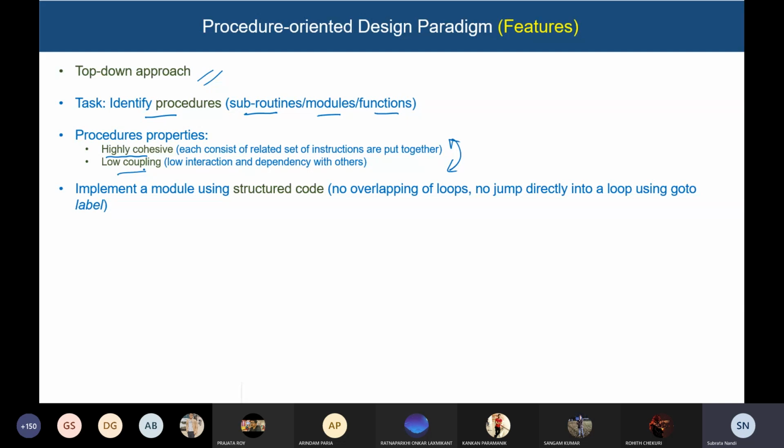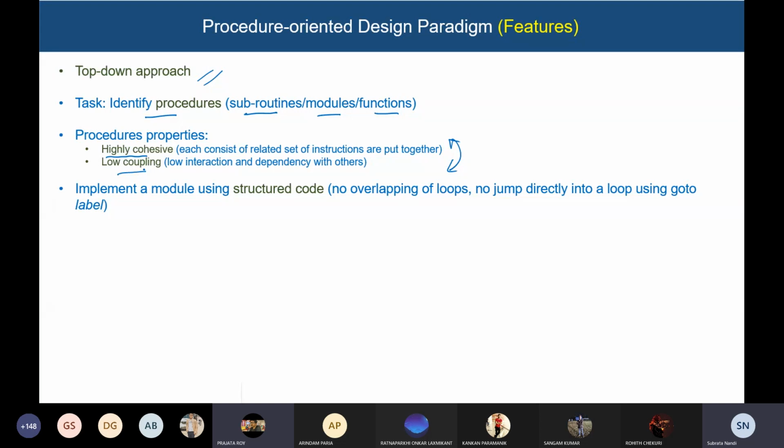Now these are very conflicting, because if you want to make things very cohesive, then maybe you are including too many things, and when you are calling somebody else, you have to pass on too many things. So this high cohesion and low coupling, if you think for a while, are kind of contradictory goals, and that's why there comes a skill of a programmer.